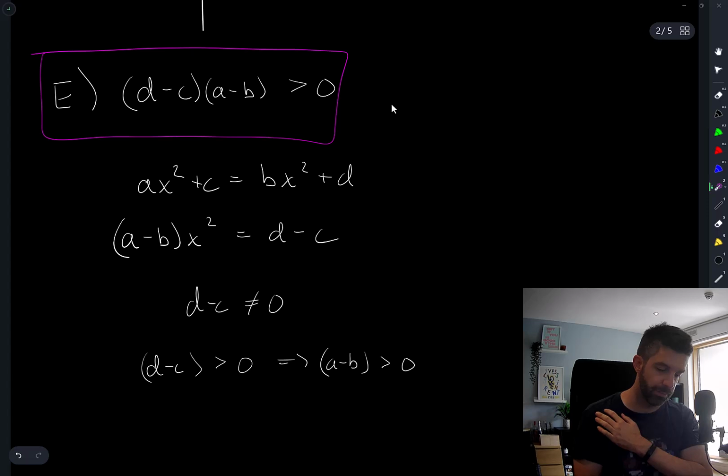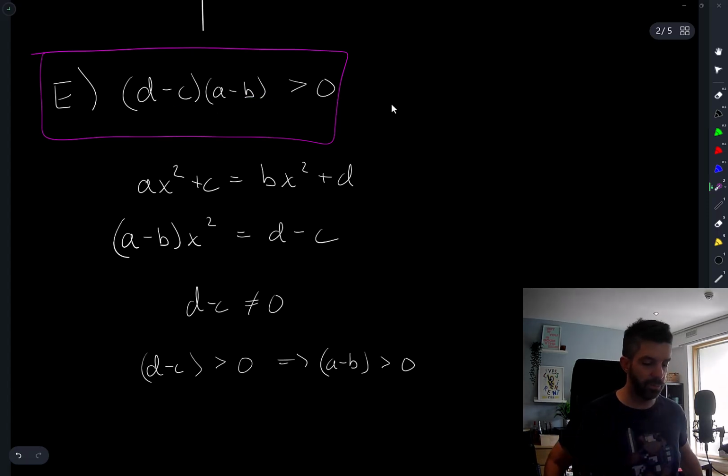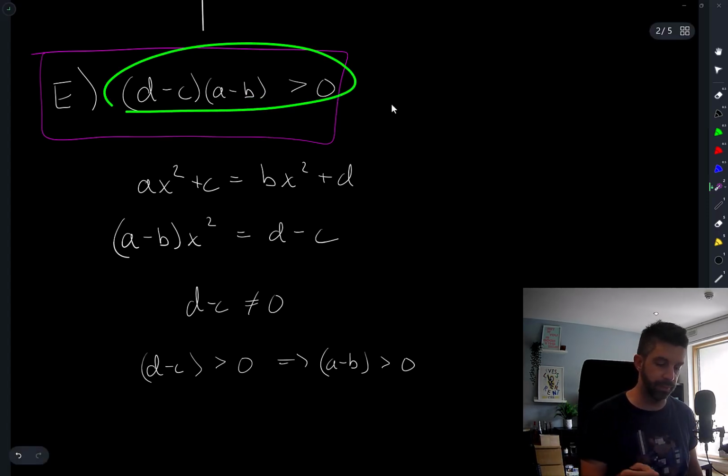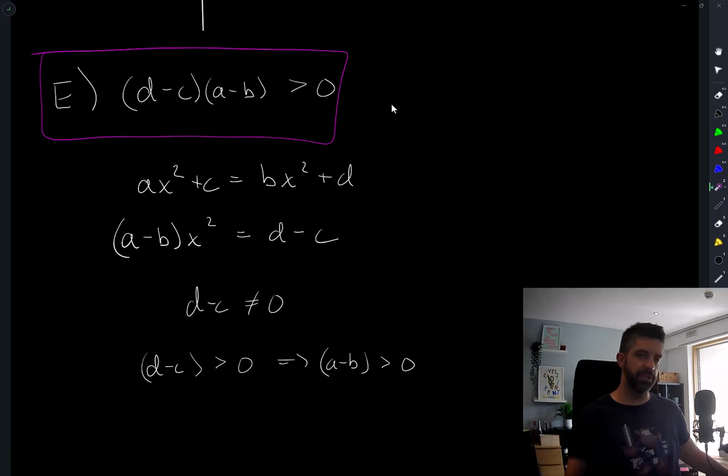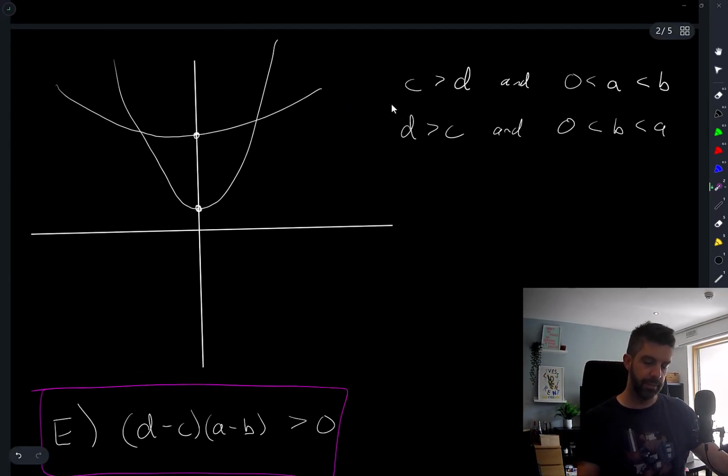And so, combining all that together, it says that d minus c and a minus b either have to be both positive or both negative. And that's exactly what this says. Yeah, so we didn't have to work this out geometrically, but it's also nice to see what you are working with.